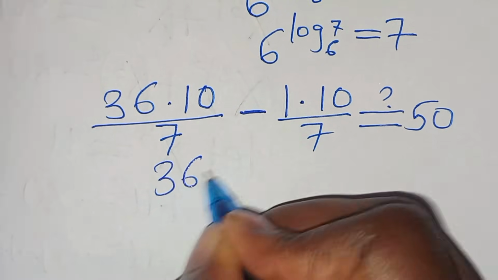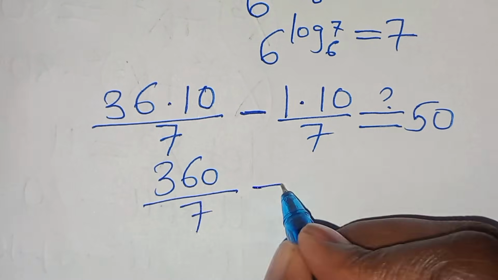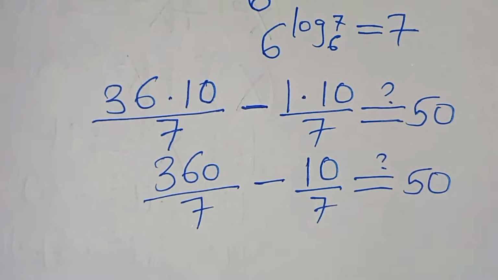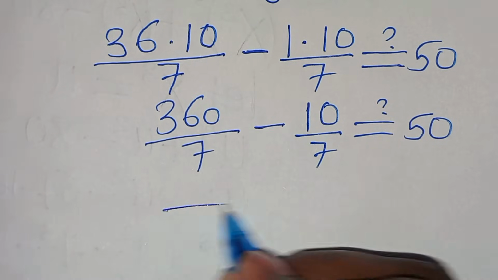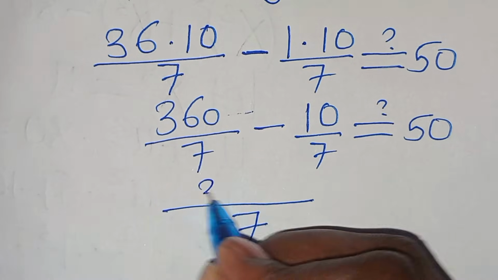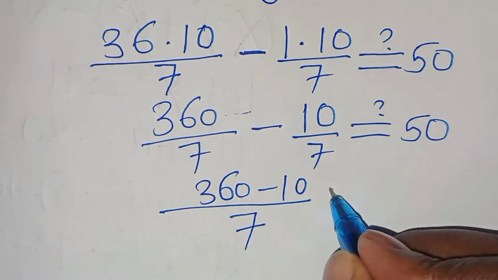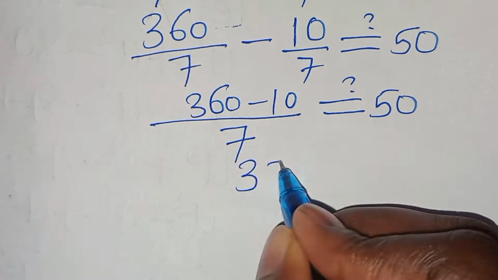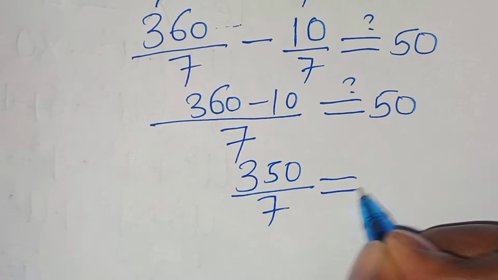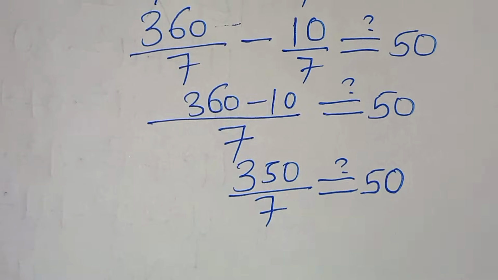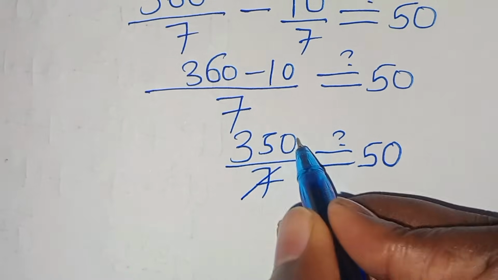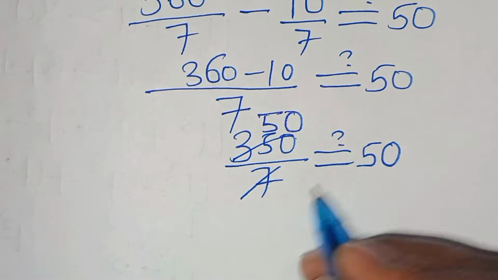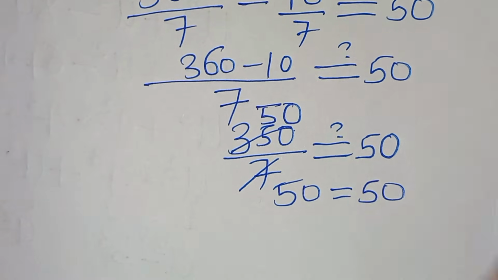36 times 10, this is 360 over 7 minus 1 times 10, this is 10 over 7. This is supposed to give us a value of 50. The LCM is 7, so we have 7. Now this is 360, subtract 10. This should give us a value of 50. 360 minus 10, this is 350 divided by 7. This should give us a value of 50. 350 divided by 7, this is the same thing as 7 divided by 35, this is 5, and then 0. So we have 50. This is equal to 50.